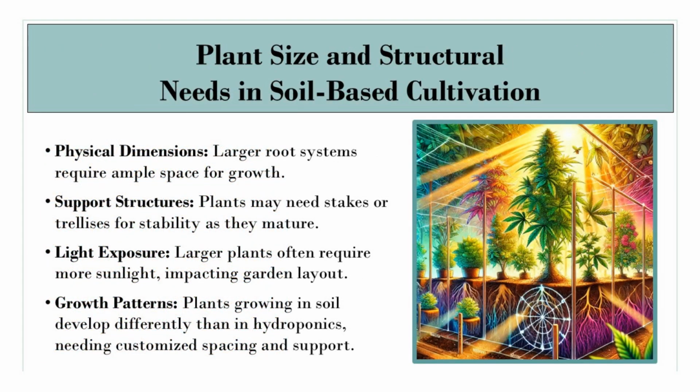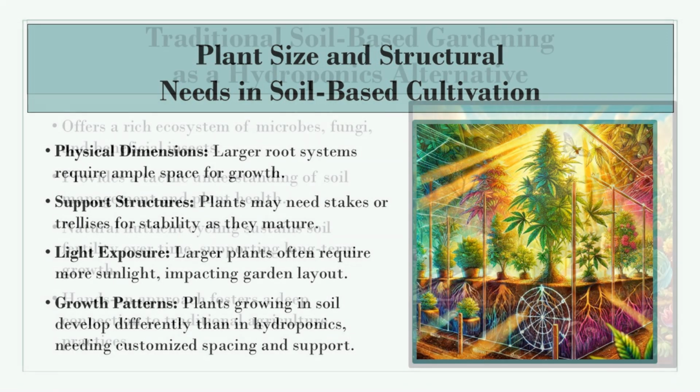Plant size and structural needs in soil-based cultivation. Physical dimensions, larger root systems require ample space for growth. Support structures, plants may need stakes or trellises for stability as they mature. Light exposure, larger plants often require more sunlight, impacting garden layout. Growth patterns, plants growing in soil develop differently than in hydroponics, needing customized spacing and support.